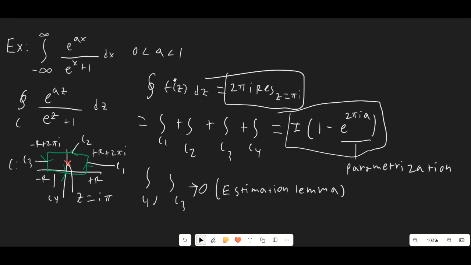So, of course, our contour integral is just going to be equal to the residue at pi I, and it's going to be equal to c1 plus c2 plus c3 plus c4. In this case, c1 is just this line right here, then c2, c3, and c4. Now, c1 and c3 go to 0, which you can prove using the estimation lemma. And then using parametrization, you find that c2 and c4 are very, very similar. C4 is just equal to I, and C2 is going to be equal to negative e to the 2 pi I a times I. And so all you have to do is divide by 1 minus e to the 2 pi I a, and then you get your value of I right here. Okay, go ahead and try that one if you want.